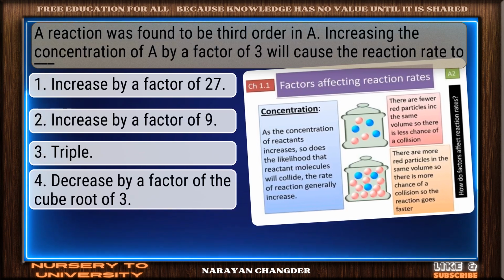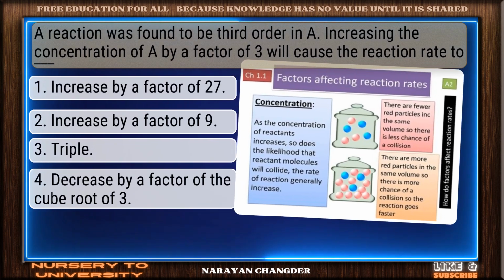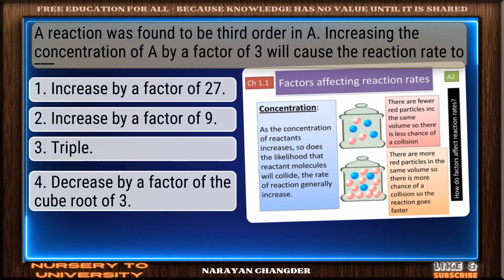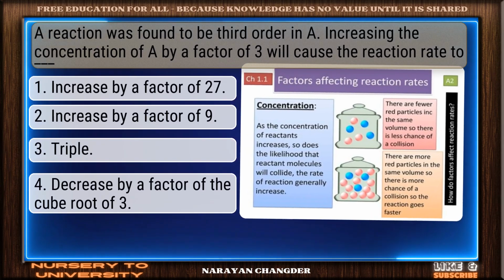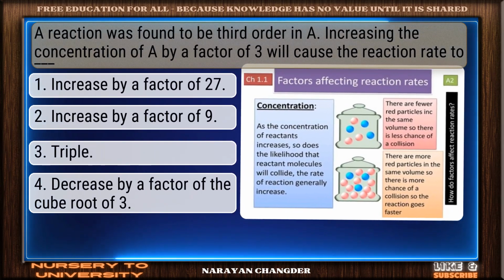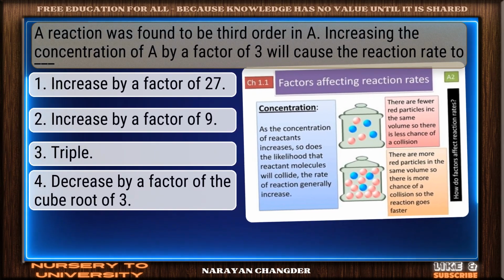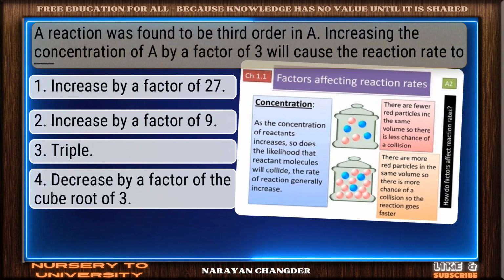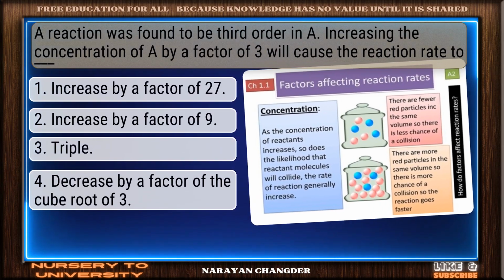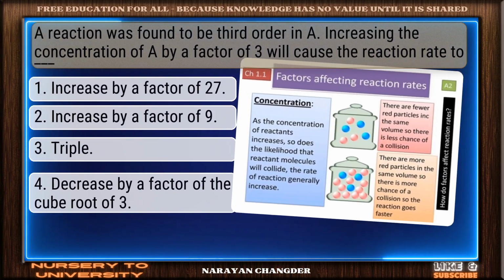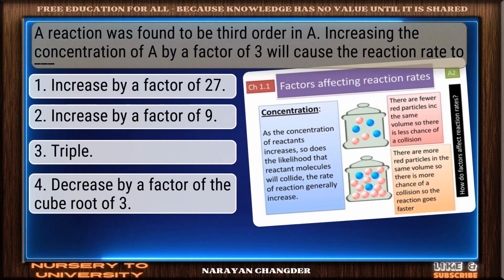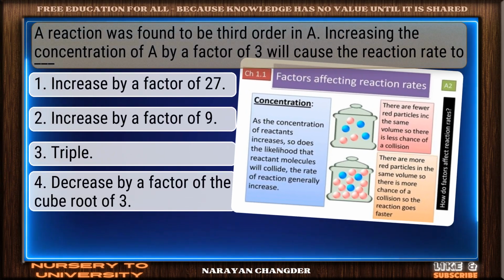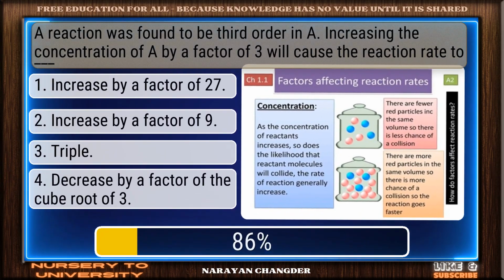A reaction was found to be third order in A. Increasing the concentration of A by a factor of 3 will cause the reaction rate to dash. Option 1, increase by a factor of 27. Option 2, increase by a factor of 9. Option 3, triple. Option 4, decrease by a factor of the cube root of 3.